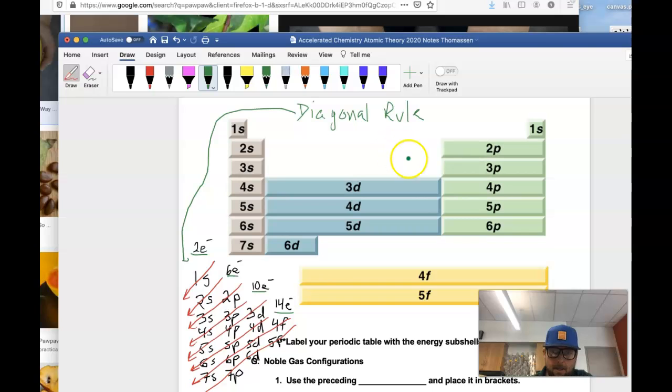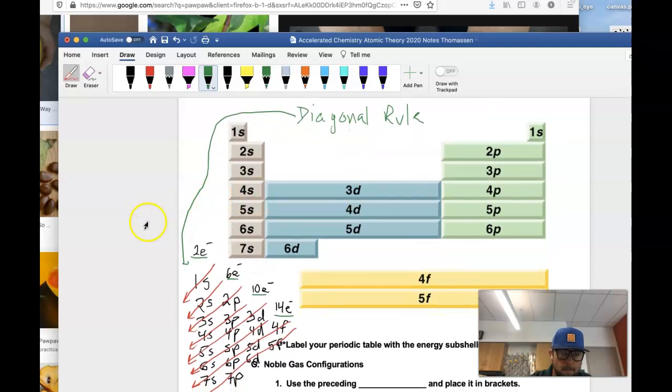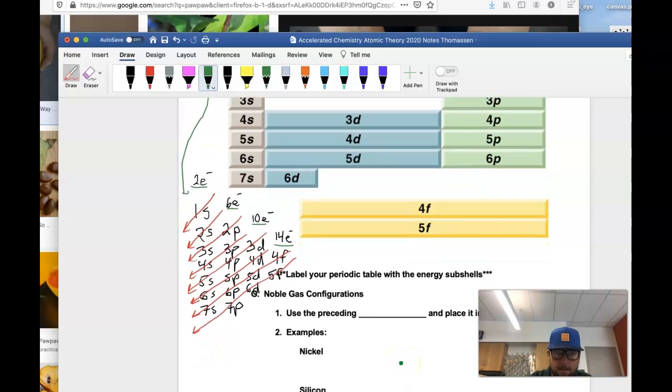The other way is to look at the periodic table. So for nickel, which is our example here, I'll do that in both ways. First we'll do the diagonal rule, we'll do the full configuration, then the noble gas configuration, and then I'll show you how to just shortcut this and use the periodic table.